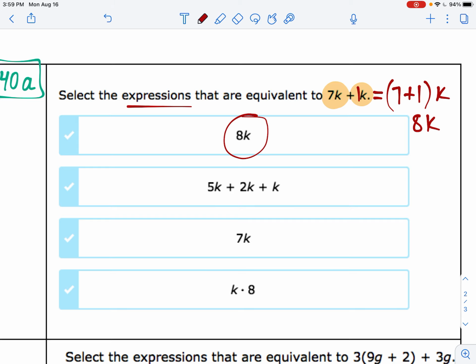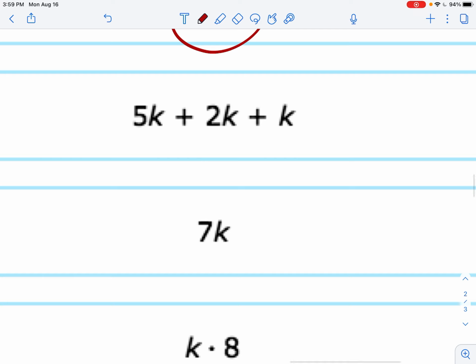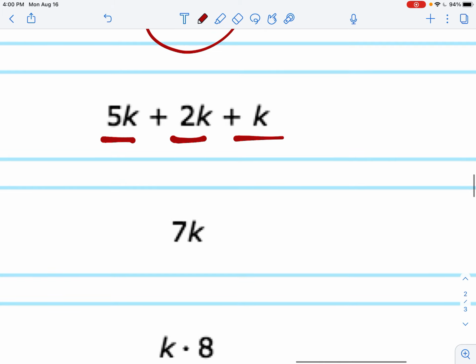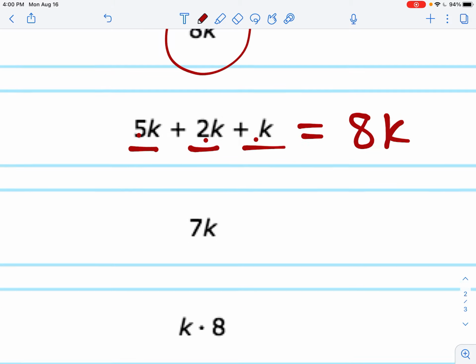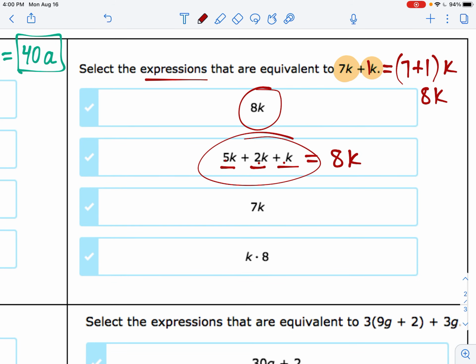However, let's keep going down the line. Okay, so I'm going to go down here and evaluate and see, is that also equivalent? This says 5k plus 2k plus k. Are those all like terms? They absolutely are. They all have k's, right? Well, 5 plus 2 plus 1 is 8. So I'm left with 8k. So is that equivalent? It absolutely is. So I'm going to circle it. And the reason is, again, all of these things are equivalent because they mean the same thing. They are all equivalent to 8k, right? Even though they look a little funky, they look different, they're all the same.